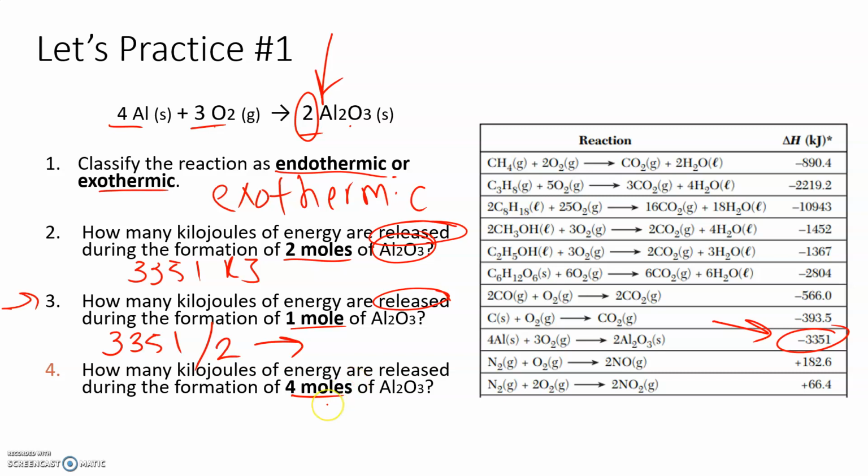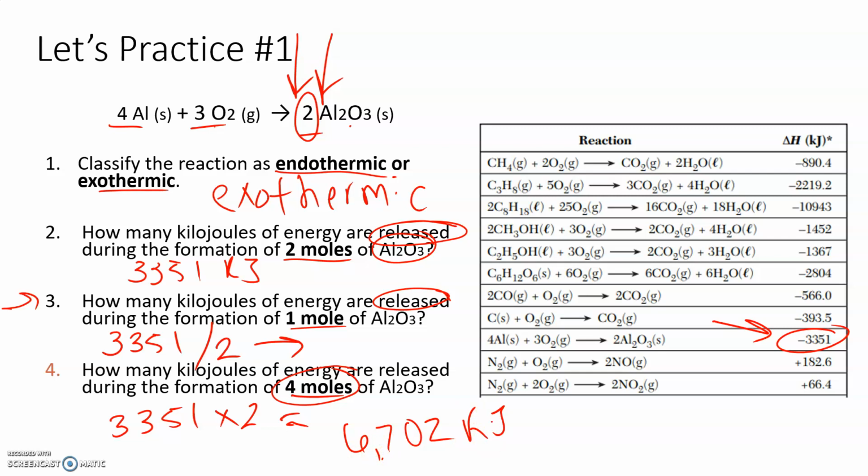But what if I was asked how much energy is released when I produced 4 moles of aluminum oxide? Since the reaction produces 2 moles, and I want to know how much energy is released when making 4 moles, or twice as much, I would apply a similar logic as to how I answered number 3, except I would double the heat of reaction given to me in table I. Again, I don't have a calculator. That's a 0, carry the 1, that's a 7. I'm going to go with 6,702 kilojoules, but I would definitely check my math because I just did that quickly in my head.